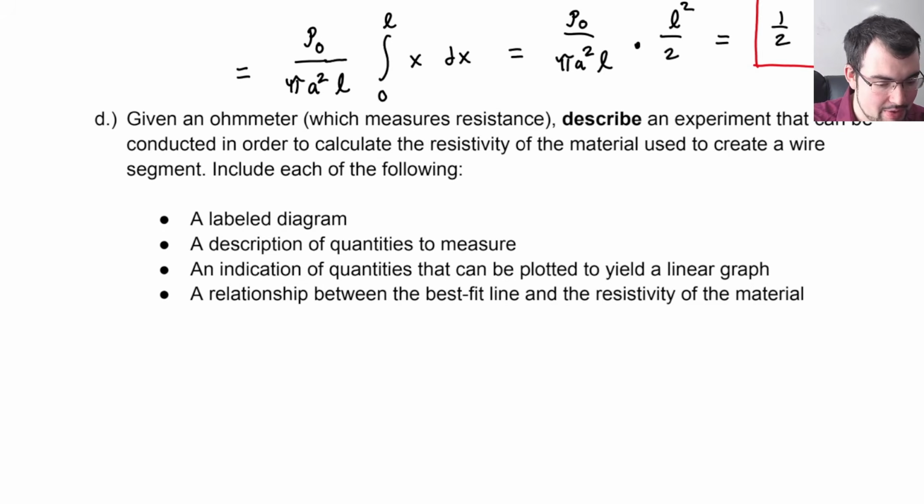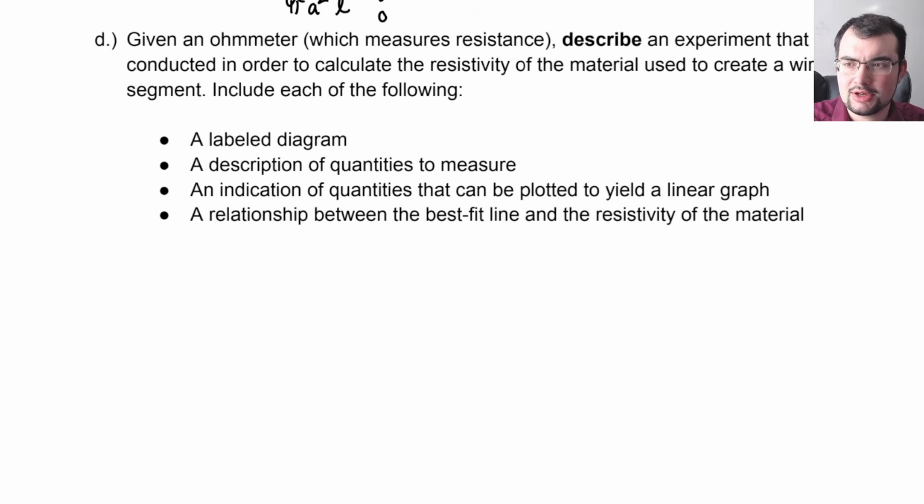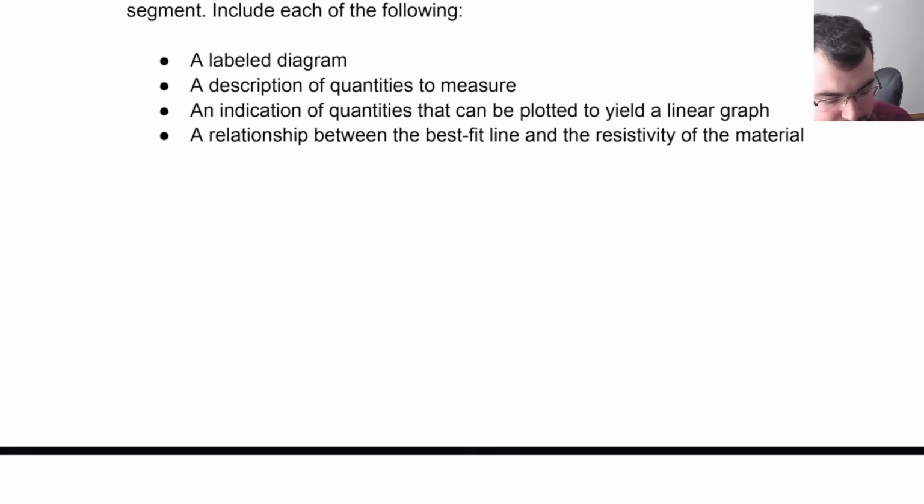All right, lab time. Given an ohm meter, which measures resistance, describe an experiment that could be conducted in order to calculate the resistivity of the material used to create the wire segment. So we want to show how to do that. Now there are two real approaches here, but assuming we have just a set wire, along with other standard lab equipment, you just set up your wire. And then with our ohm meter, you're going to take the resistance between two points along the wire.